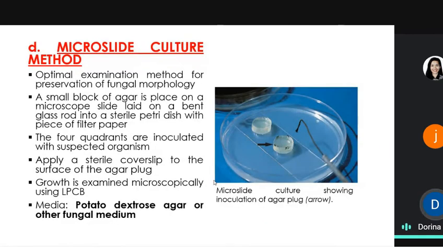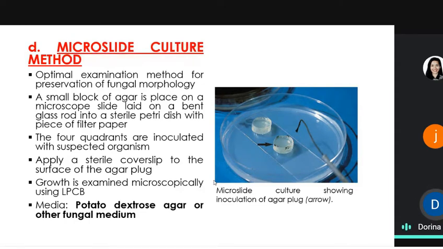Okay, then we have the microslide culture method. What is this microslide? Ito ang magbibigay ng optimal examination for preservation of fungal morphology. Nasa multiple choice siya din ito. So, paano ito ginagawa? Go back to your video again. Kaya microslide culture or microculture technique is that hindi mo gagamitin yung buong culture media sa Petri dish. Kukuha ka lang ng konti noon.